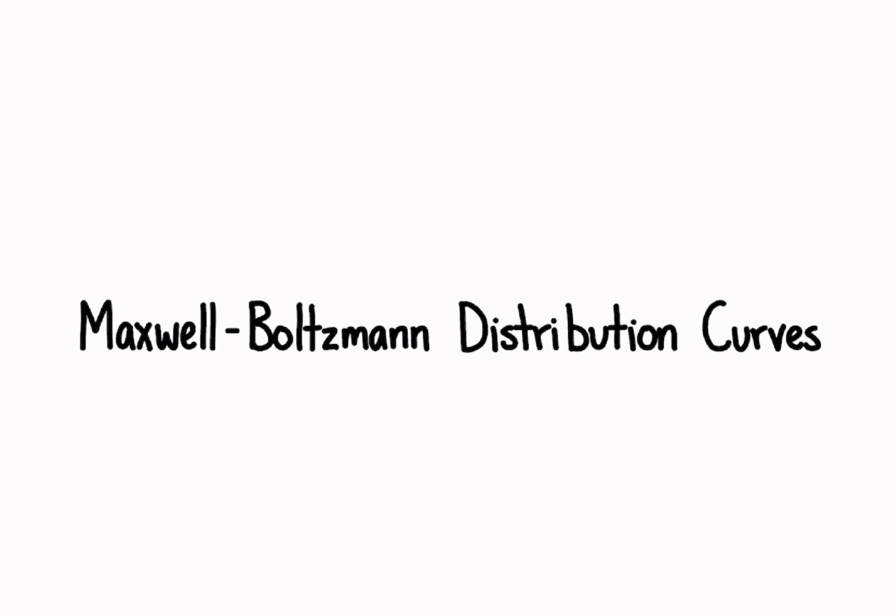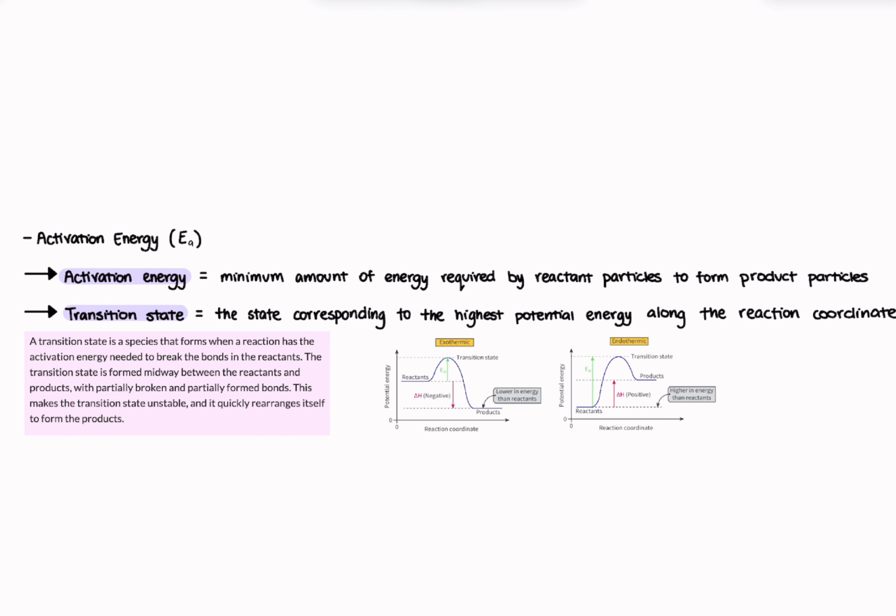Hi everyone, today we're going to be talking about Maxwell Boltzmann's distribution curves. So firstly, we're going to do a quick recap of activation energy. Activation energy is the minimum amount of energy required by reactant particles to form product particles.